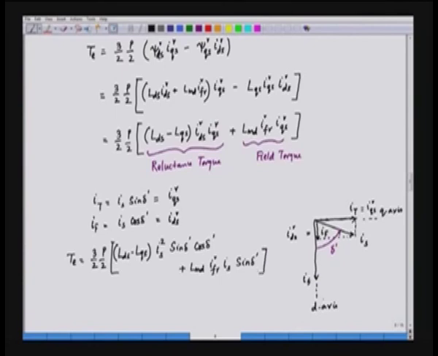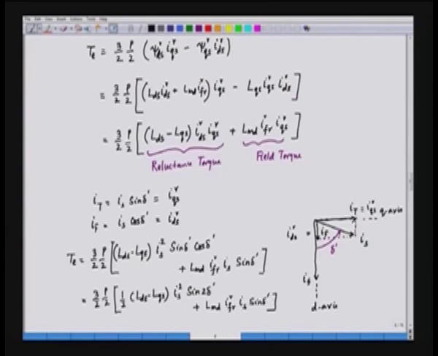Now, we can further simplify this. It is equal to 3 by 2 into P by 2 into half of (LDS minus LQS) into Is square into sine 2 delta prime, plus LMD into IFR in the rotor reference frame into Is into sine of delta prime. So, this is the equation for the torque.